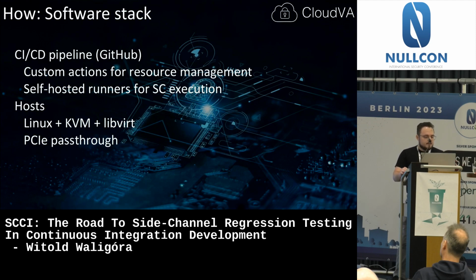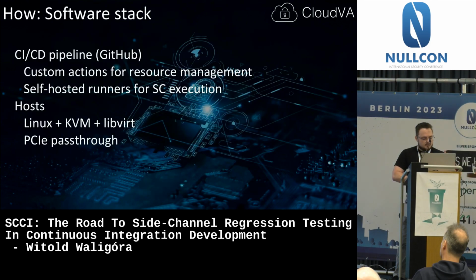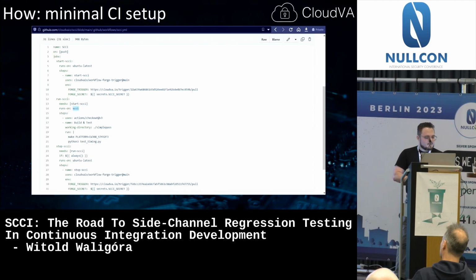For hosts, we use Linux, KVM, libvirt, and we extensively use PCI Express pass-through for GPUs, for USB controllers. I will touch on the PCI Express later. So here's our minimal CI setup.